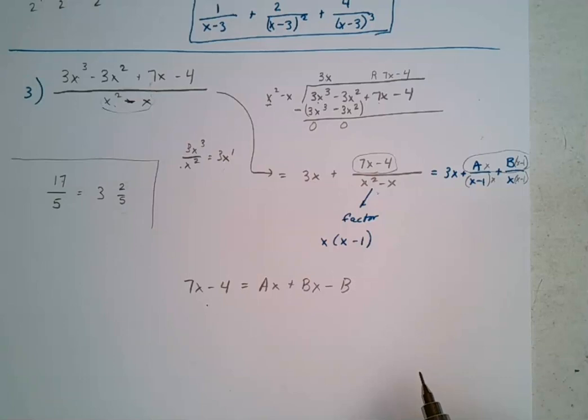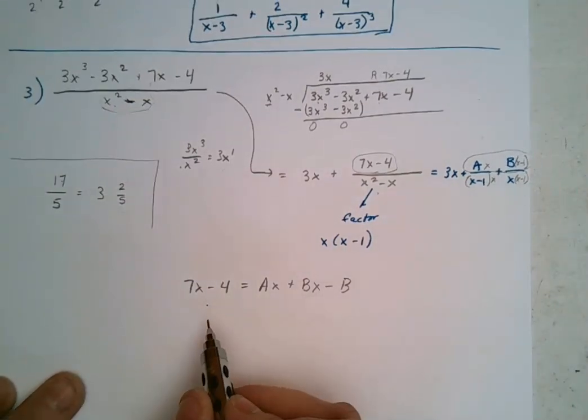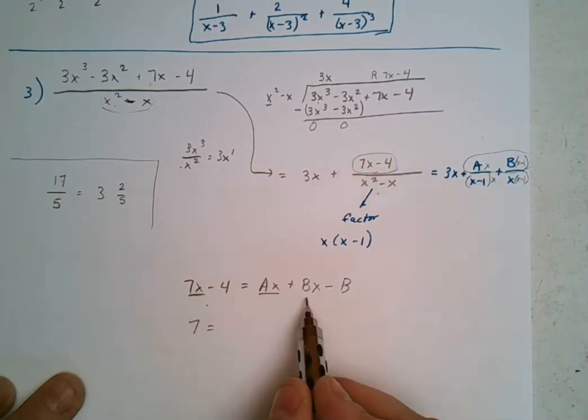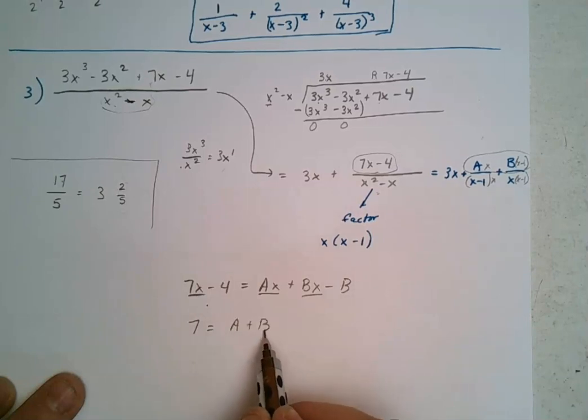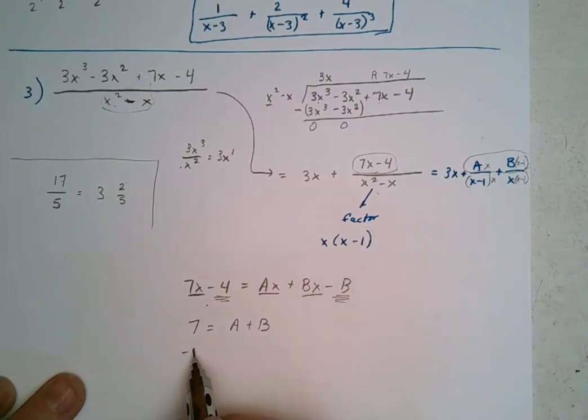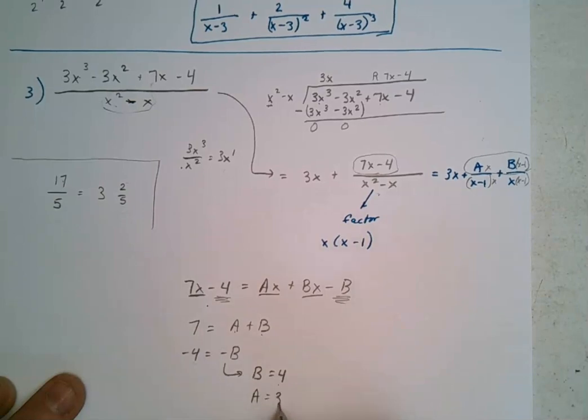So then what? Well, now combine our like terms into a system. So I get 7 equals A plus B. And then I get this, which is what? Negative 4 equals negative B. Well, that's easy. B equals 4. Well, if B is 4, 4 plus 3 makes 7, so A is 3. There's the two answers to my system.